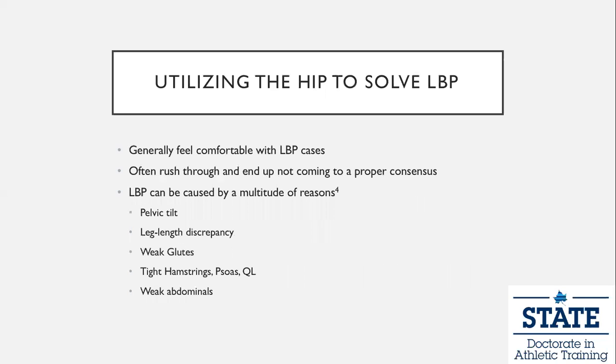And then next, another gap I have is utilizing the hip to solve low back pain. I generally feel comfortable with low back pain cases, but I often rush through and end up not coming to a proper conclusion or consensus. Low back pain can be caused by a pelvic tilt, leg length discrepancy, weak musculature, or tightness in the musculature.